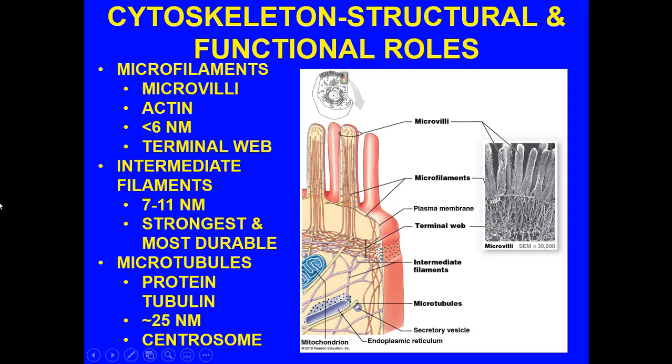Intermediate filaments range in size from 7 to 11 nanometers. They're the strongest and most durable. Microtubules are tube-like structures, and we see them present. They're made of a particularly unique protein called tubulin. They average about 25 nanometers. An example of them are the centrosomes.